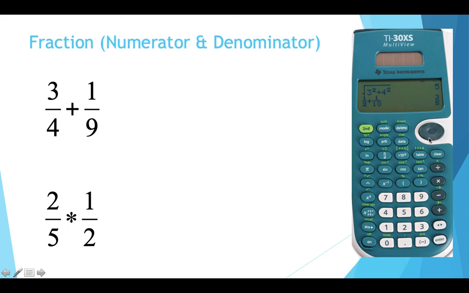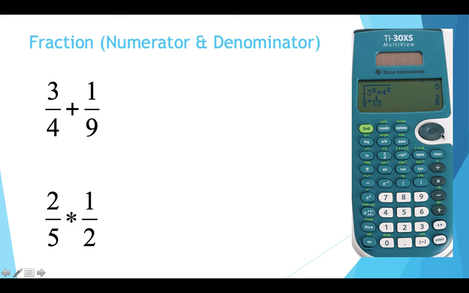Then you have to press down on the direction pad to fill in the bottom, and that would be a 4 because it's 3/4. Then you have to hit over to get out of the fraction. If you don't get out of the fraction, you're going to end up trying to add 4 to something, and it's supposed to be 3/4.